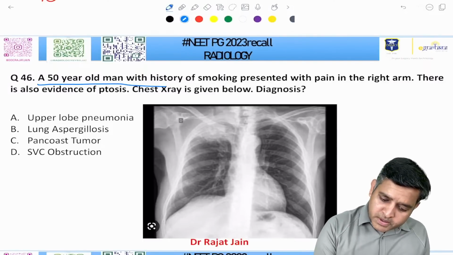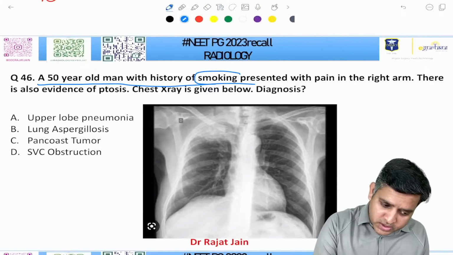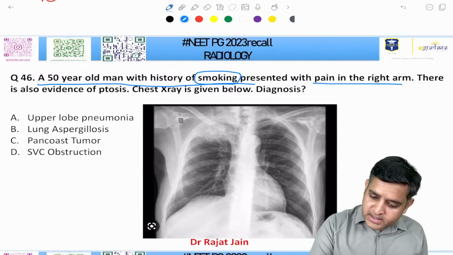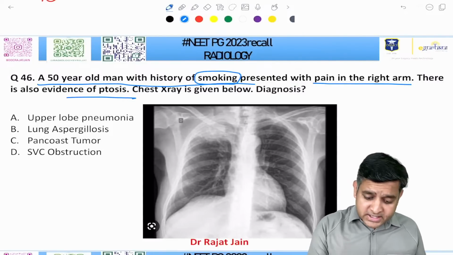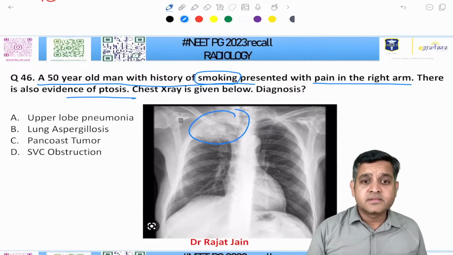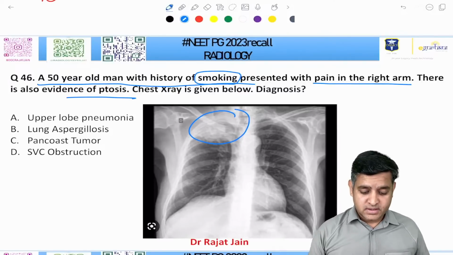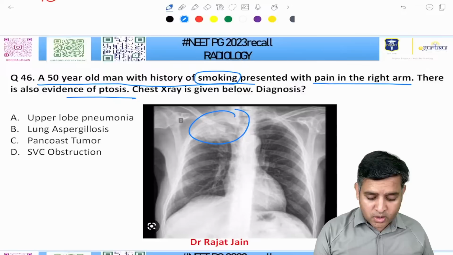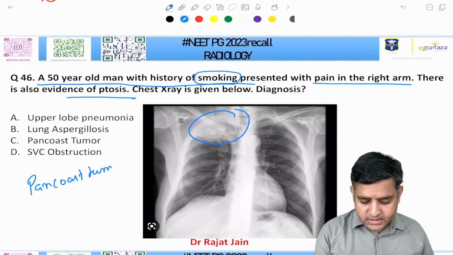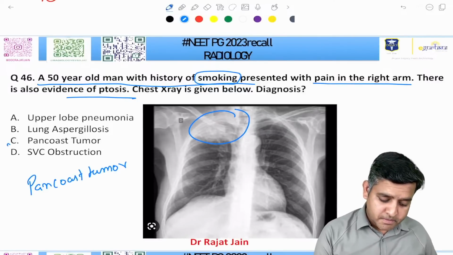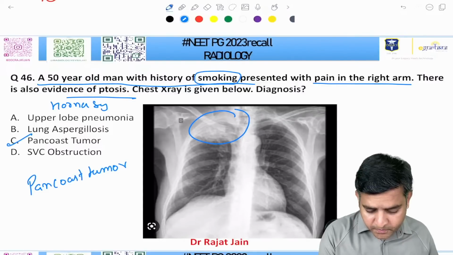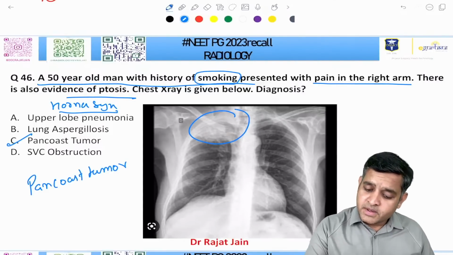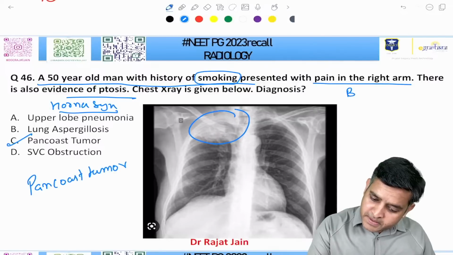A 50-year-old man with a history of smoking presented with pain in the right arm and evidence of ptosis, and a chest X-ray shows a right upper lobe mass. That's a classical appearance of Pancoast tumor. There is ptosis because of Horner syndrome. Why is there pain in the right arm? Because of brachial plexus involvement.